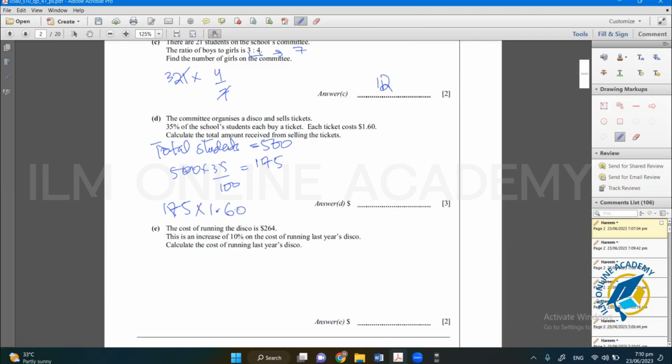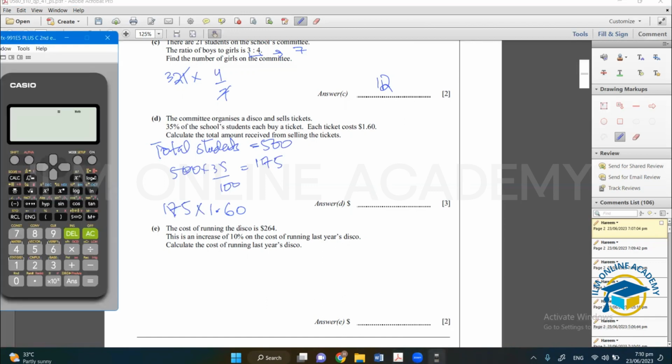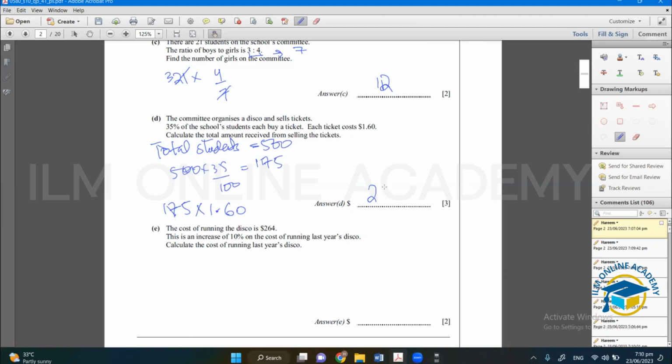$1.60. So 175 multiplied by 1.60, it will make up 280. Let me do 175 multiplied by 1.60. Yes, the answer is 280. So here is your final answer.